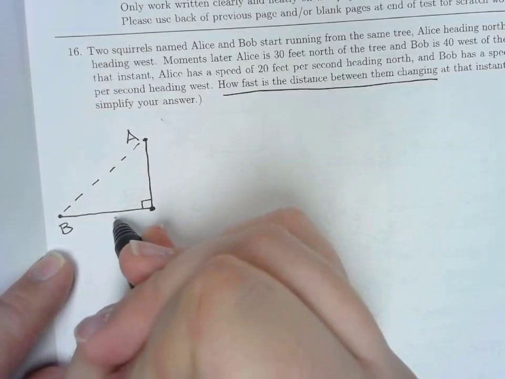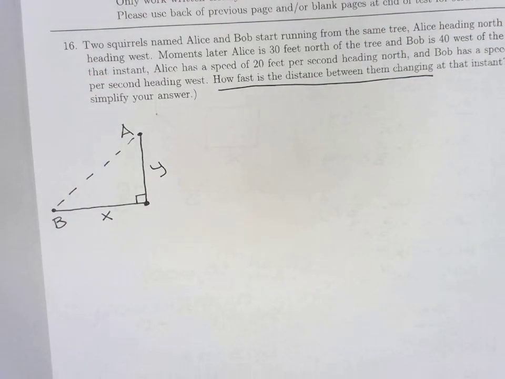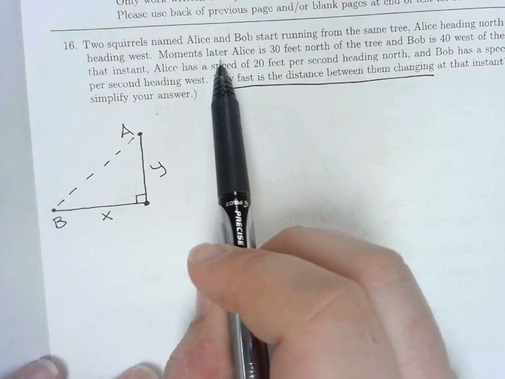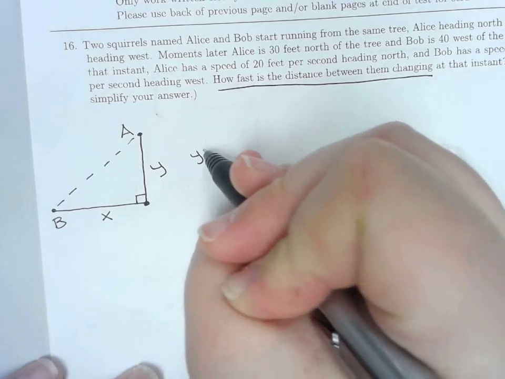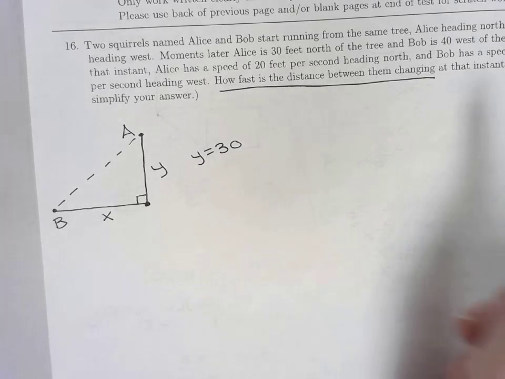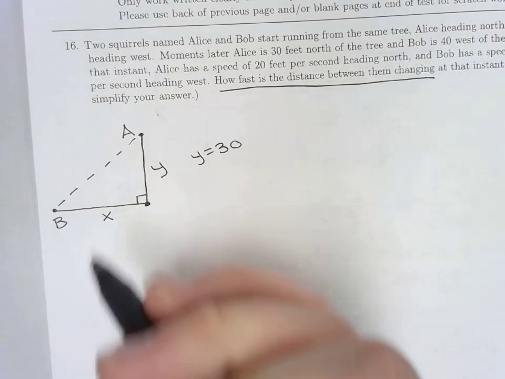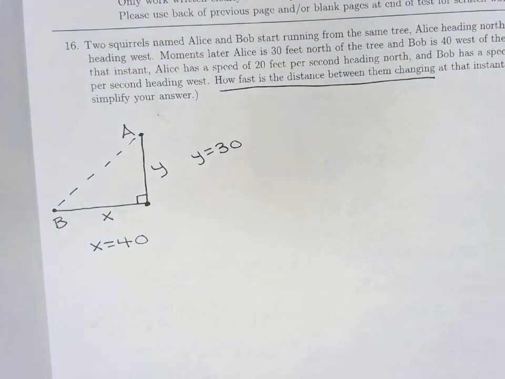Let's label x and y, just because that's what we tend to label them. So we know at some specific instant, what is 30? y. That is changing, it is not a constant, so we cannot plug the 30 in until after the derivative. Same with Bob being 40 feet west of the tree. What would be 40? x. Don't overthink this. Those are not constants because they are changing, so you cannot plug them in until after the derivative.